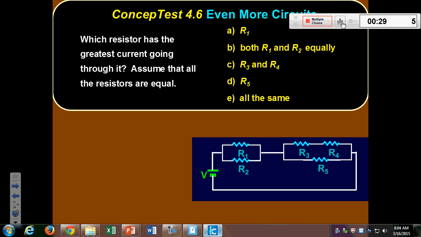If all these resistors are equal, what's going to happen to the current here? How is it going to split between R1 and R2? It'll be split in half, so I get equal currents here and here. It doesn't happen here though, because I have different resistances. I have a bigger resistance here than I do down here by a factor of 2, so my currents will be different here.